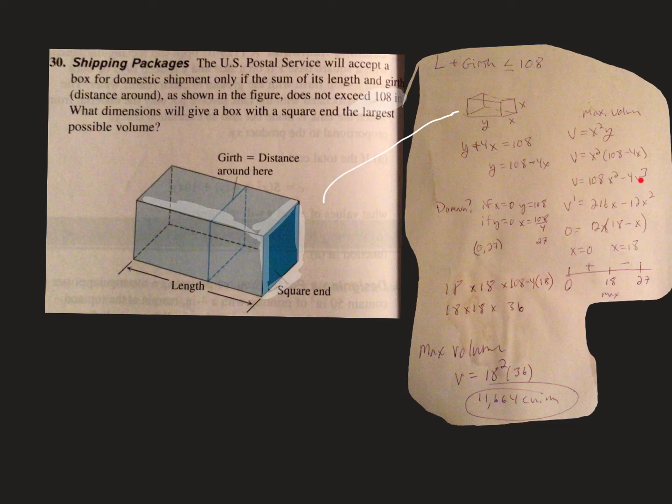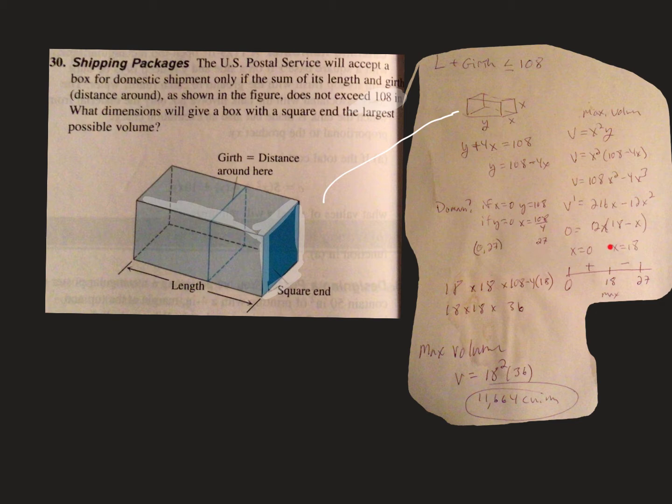It's a power function, so I'm going to use the power rule. And then I notice I can factor out a 12x. That left 18 minus x. I know 0 is not going to be the maximum, so probably 18 is going to be. But we've got to verify it, to make sure.